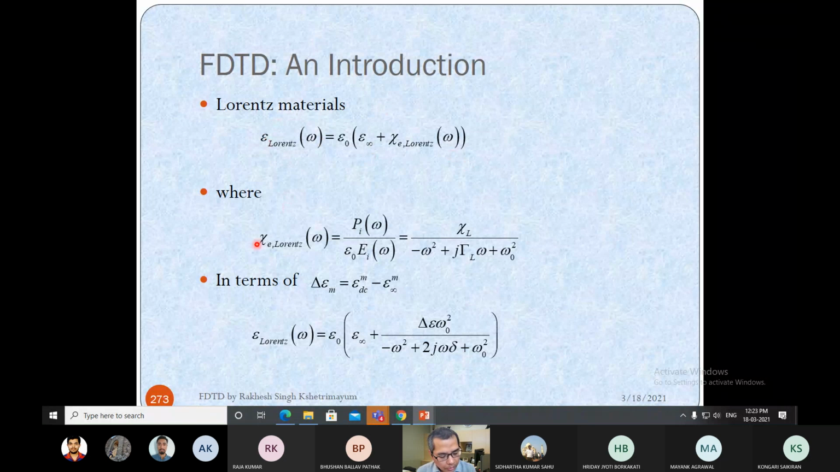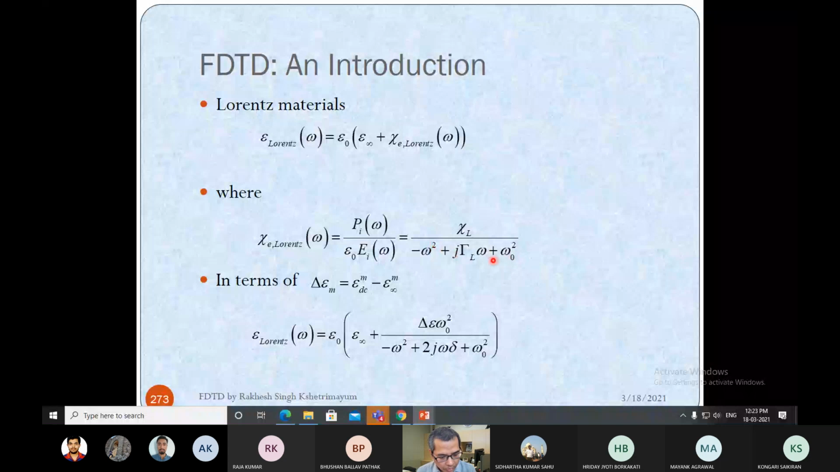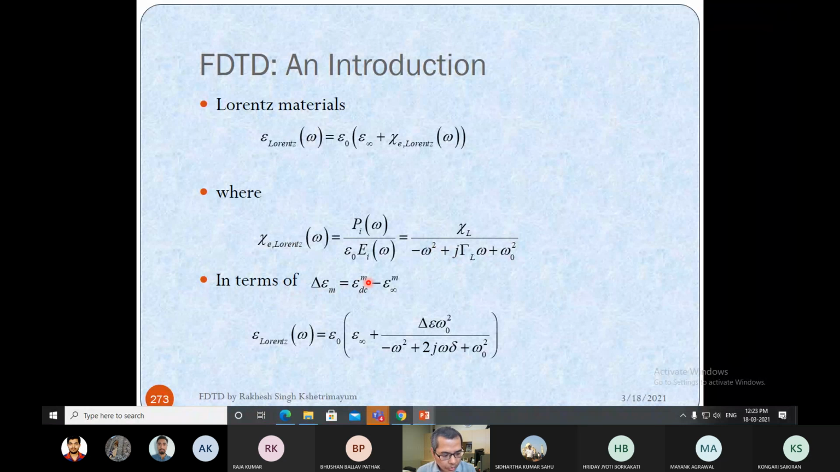So in the Lorentz model, you know that the electric susceptibility for the Lorentz model is chi_L divided by minus omega squared plus j gamma_L omega plus omega naught squared. But you can write this whole term in terms of delta epsilon m, which you can derive equal to epsilon dc minus epsilon infinity at m. Like we have done for the Debye model, you can do it for the Lorentz model also.